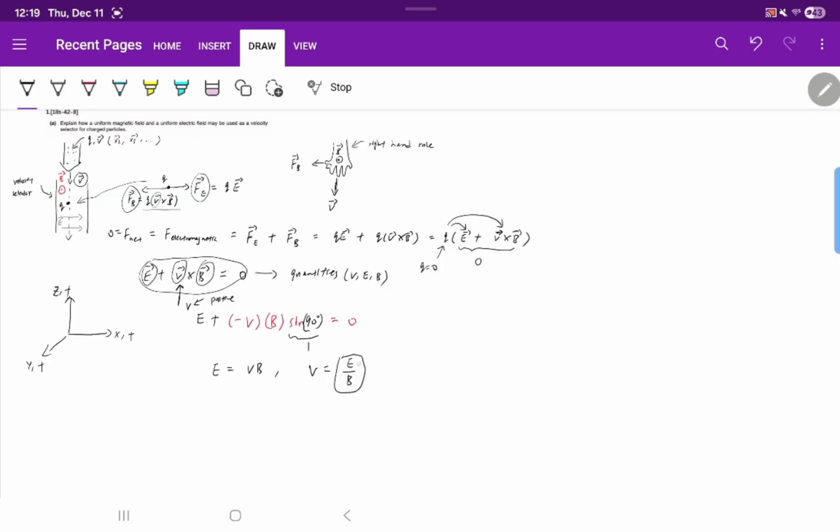So for a specific electric field and a specific magnetic field, you can decide what charged particles will be able to pass through the selector without deflection. Based on this, you know that the particles with velocity of E over B will be able to pass through the selector without deflection at all, right? So in this case, if the velocity is equal to E over B, then there's no deflection.